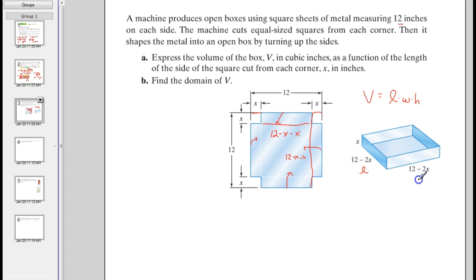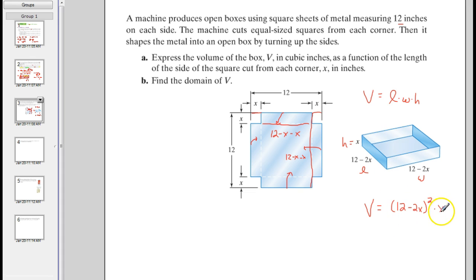So length, width, height. The volume here is length times width, which is 12 minus 2x times 12 minus 2x, which I can write as 12 minus 2x squared, times the height, which is x. So there's our volume formula. And we could plug in anything in there as long as it doesn't make a negative volume. Remember, volume can't be negative.